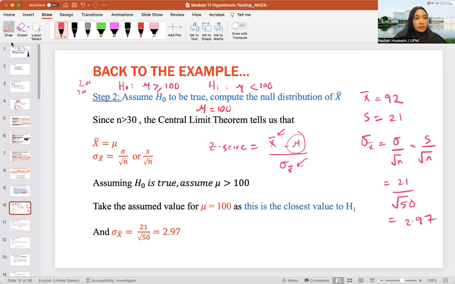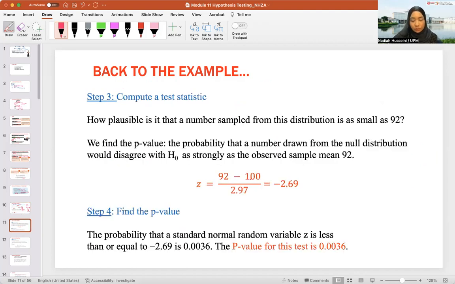Okay, so the closest value to H1 would be 100, and we will use that as our assumed population mean to compute the z-score. Okay, so now we can use the z-score, 92 minus 100 divided by 2.97. So our z is going to be, let's look at the solution. Our z is going to be minus 2.69.